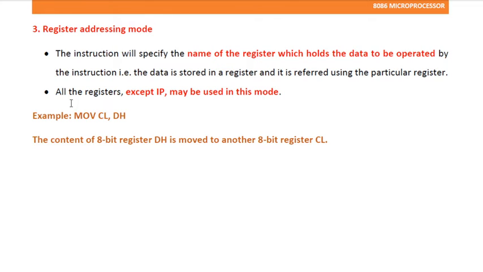In register addressing mode, the operand is present in the register. All the registers except the IP may be used in this particular mode. So this is to be remembered: all the registers except IP can be used in this mode. Here I've specified an example, MOV CL, DH. So here the content of the register DH will be moved to CL. Since DH and CL are both 8-bit registers, the 8-bit content of the register DH will be moved onto register CL.